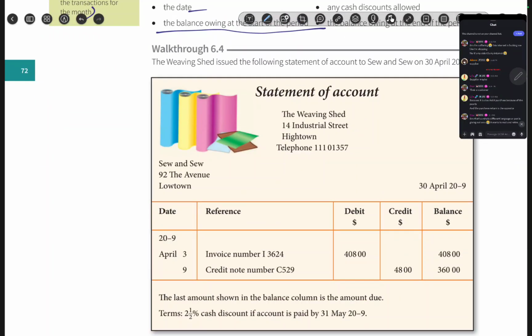Okay. Now, since there is no balance here, there's no balance here because it can be that it's their first time, or it can be that these people already cleared their balance last month or something.